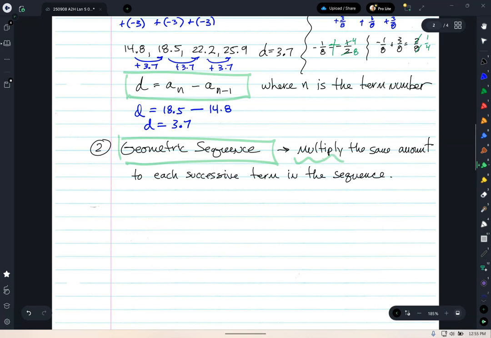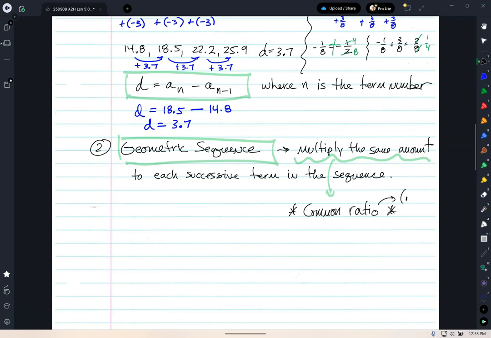Let's underline multiply the same amount and draw an arrow down here. This also has a special name, and this is called the common ratio. Common ratio, and that is often indicated with an R. So when we have a geometric sequence, we will have a common ratio, and we will indicate that with an R. Okay, so let's give you something to work with.